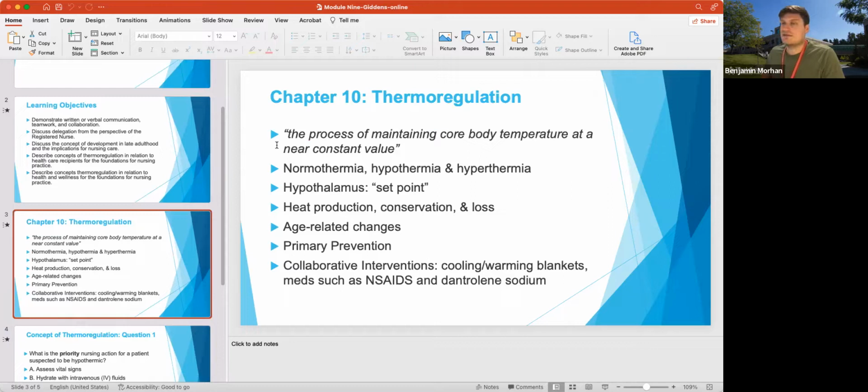Okay, so this is thermoregulation, and the definition is the process of maintaining core body temperature at a near constant value. Also, make sure you look at figure 10.1 in your text as well. So hypothermia really is any temp below 97 Fahrenheit or 36.2 Celsius. Hyperthermia is any temp above 37.6 Celsius or 100 degrees Fahrenheit. Normothermia is between 97.1 and 99.9. And just remember, the hypothalamus establishes a set point, meaning the temperature level for optimal physiological function.